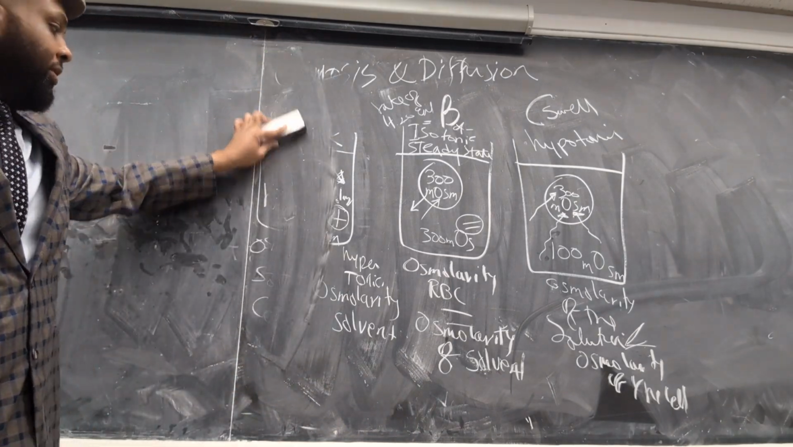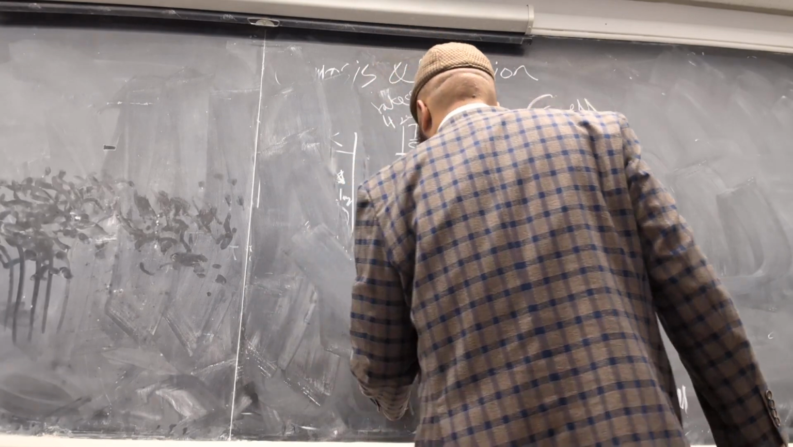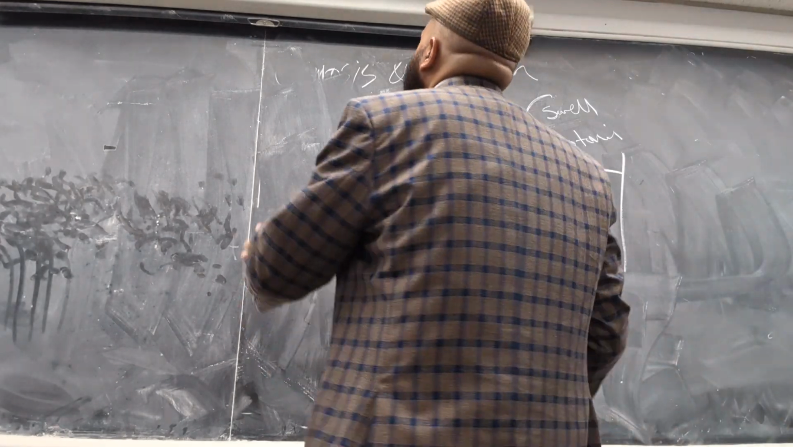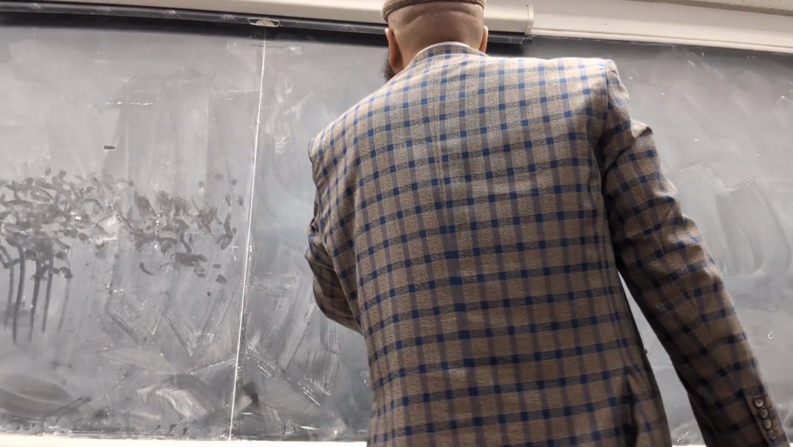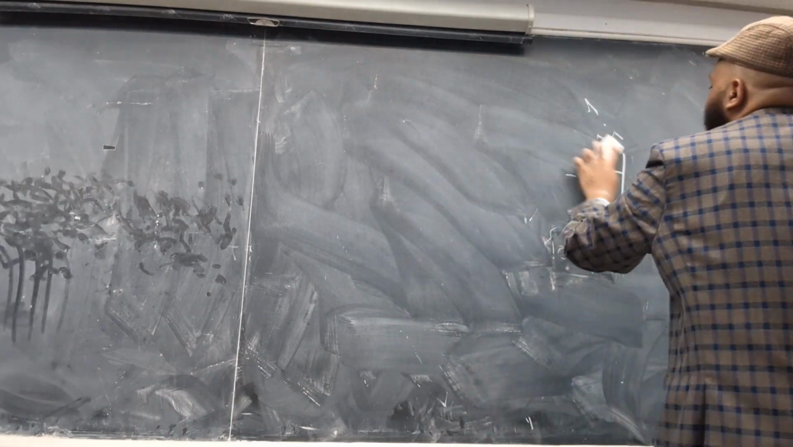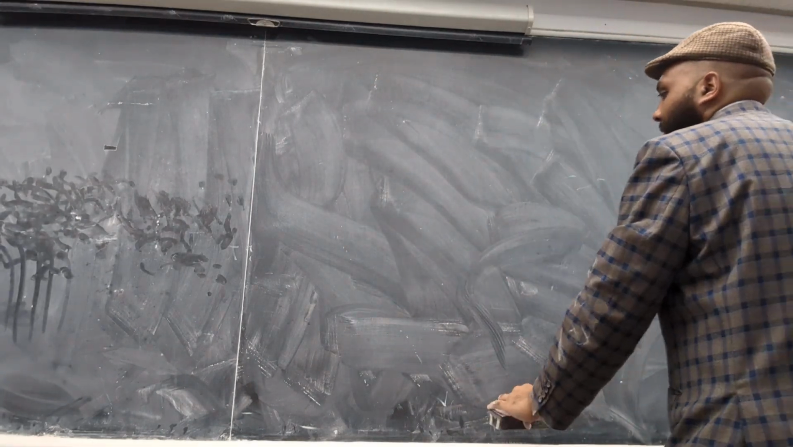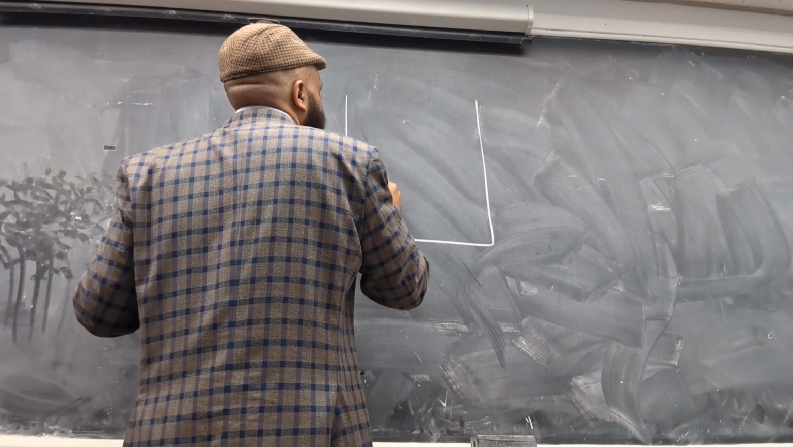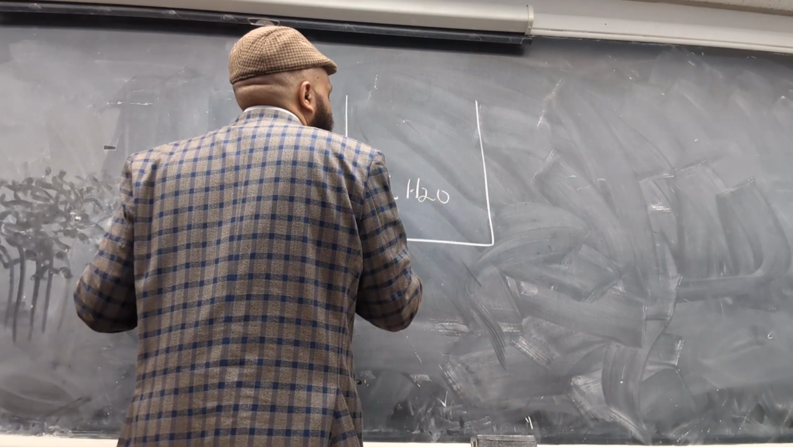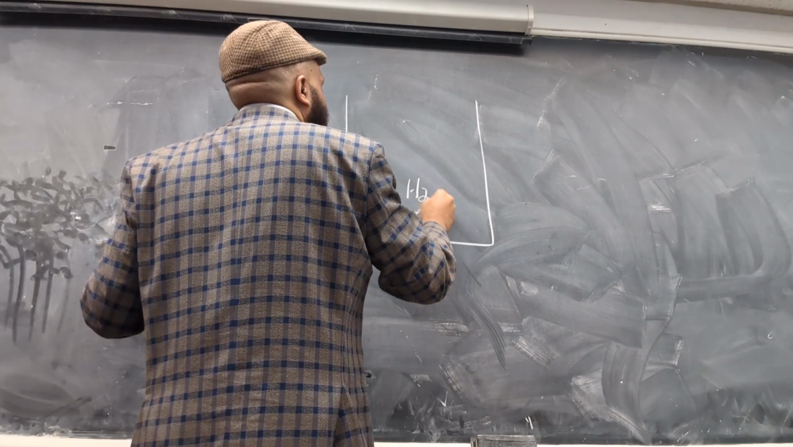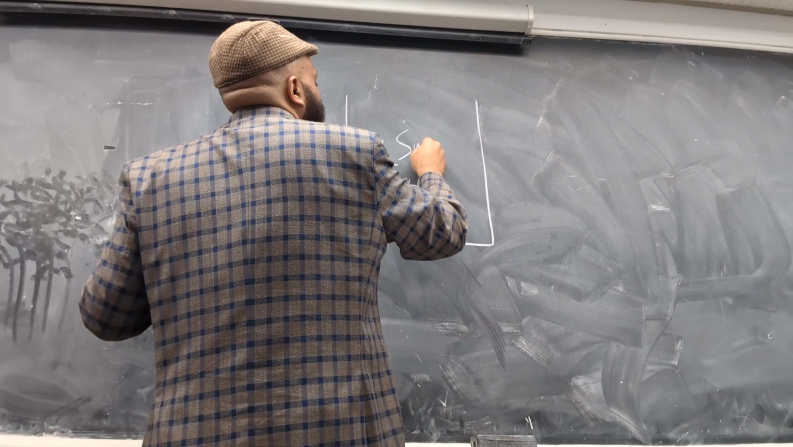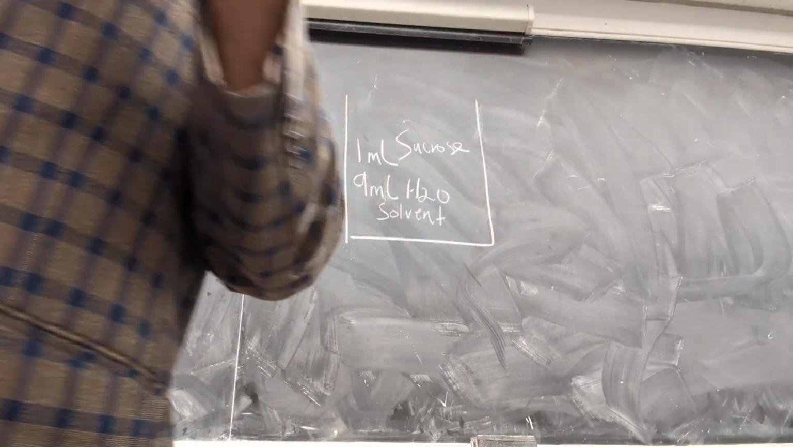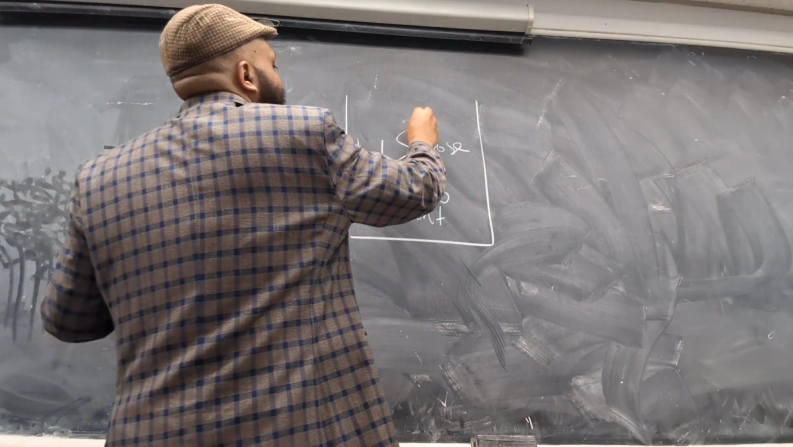Okay, so that's very important for diffusion and for osmosis. Another thing is, let's say that I have a beaker, and this beaker has, for example, 9 milliliters of water. That is my solvent. And 1 milliliter of sucrose. Who's the smallest guy? The big guy is the solvent. The small guy is the solute. So 1 milliliter of the solute.